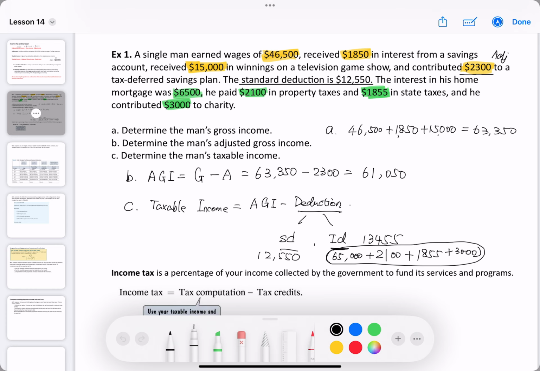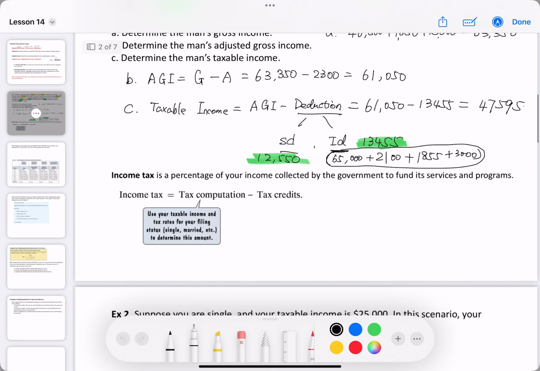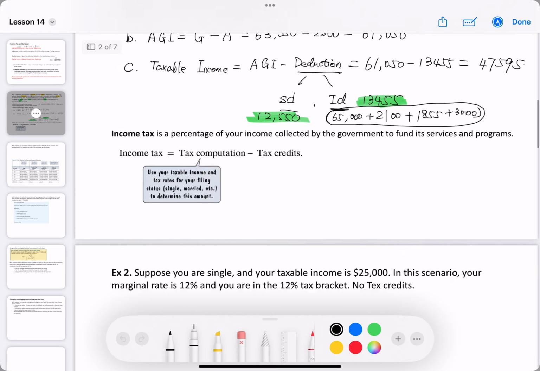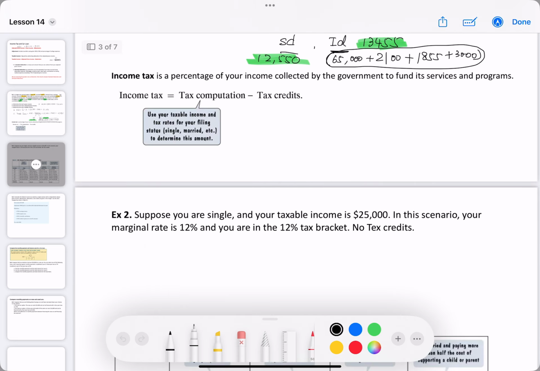Which one is bigger, the standard deduction or the itemized deduction? Yes, itemized deduction. So I'm going to use the itemized deduction. Taxable income equals AGI 61,050 minus 13,455, and it equals 47,595.